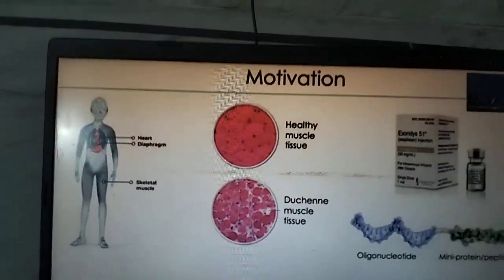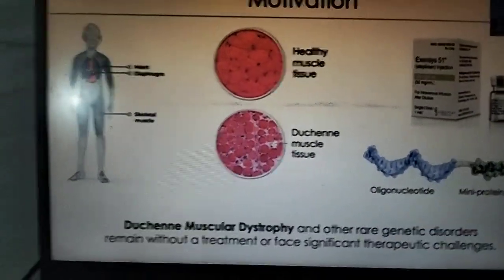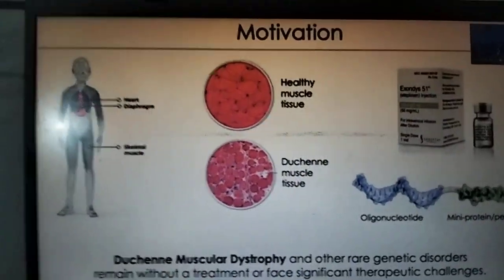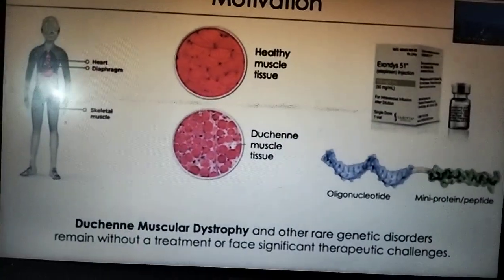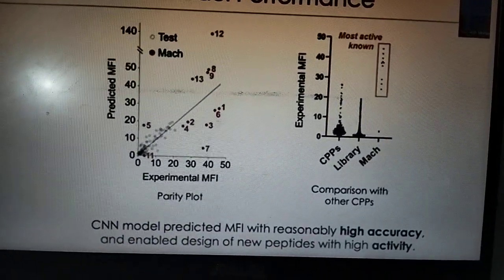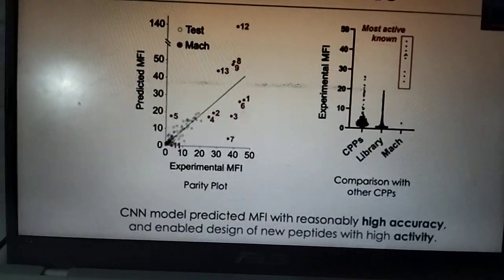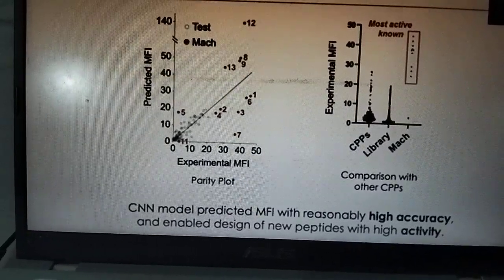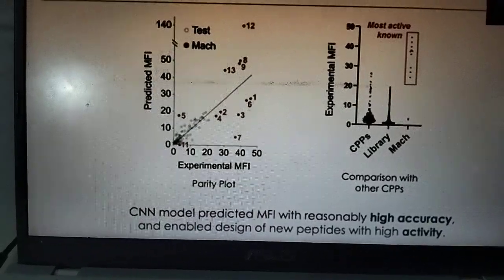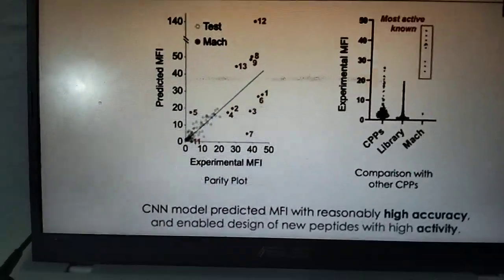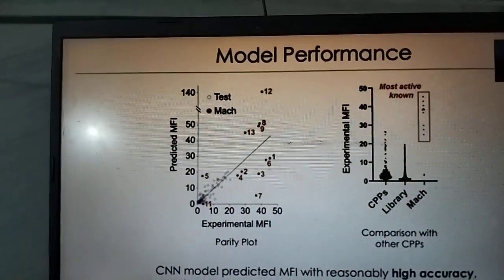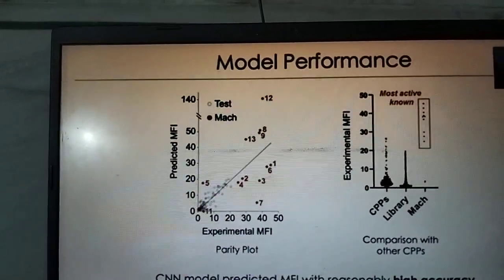So next is the motivations. Then the model performance, and this is my model performance. Seeing this, using the CNN model, because the CNN is used in image processing, it predicted with higher accuracy by itself using the CNN. This is my model performance. So test and match.